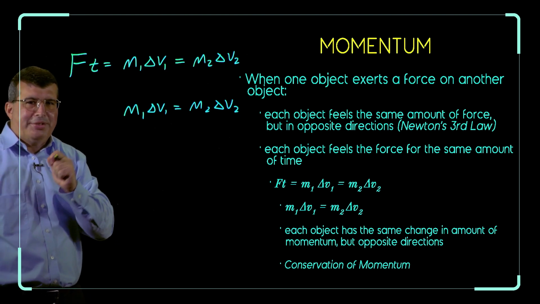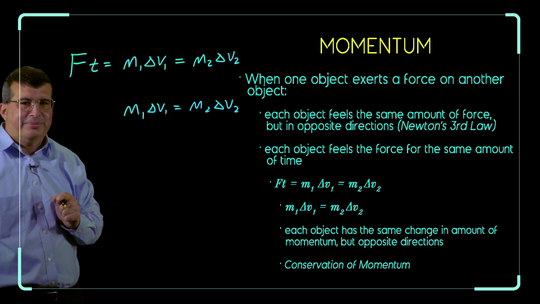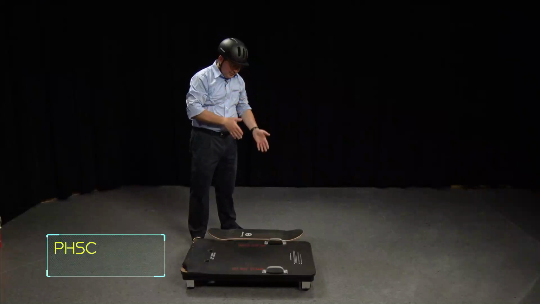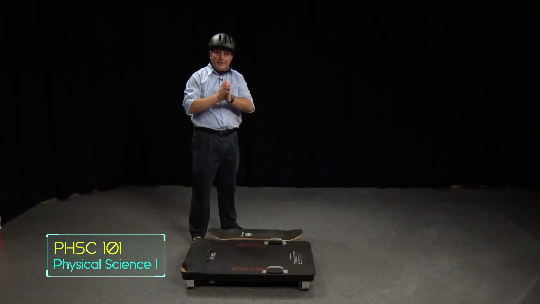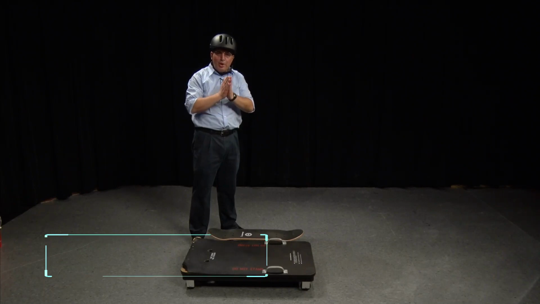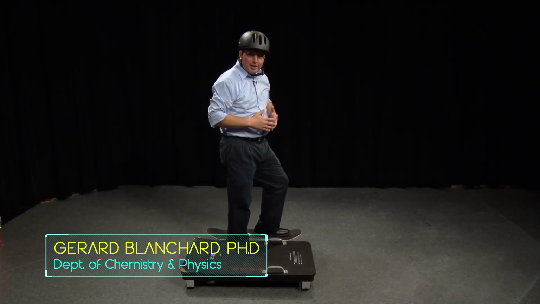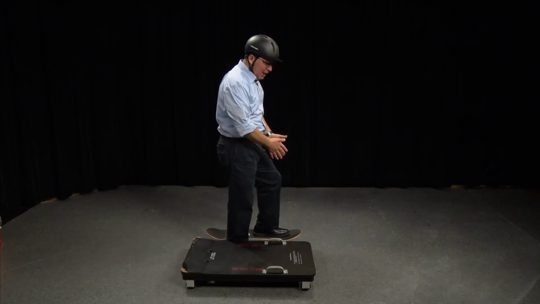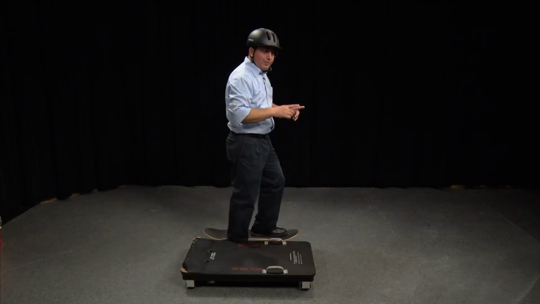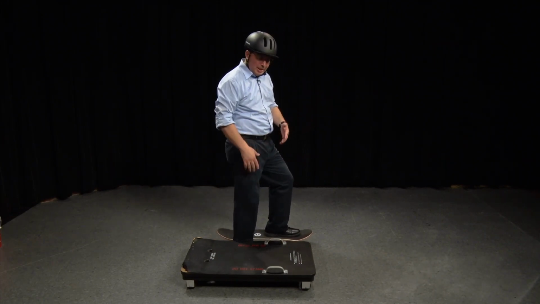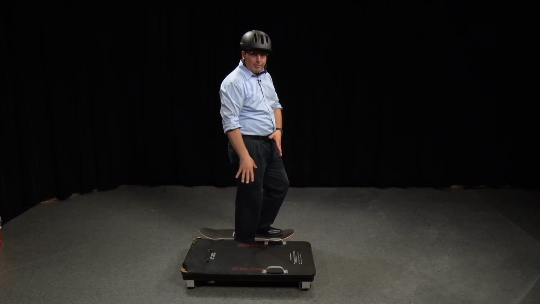Okay, let's get to that demonstration that I promised you. Here we are again with the skateboard and the platform, and this time we're going to talk about conservation of momentum. We're going to have two objects that are interacting. The two objects that are interacting are myself and the skateboard. That's one object, since when I stand on the skateboard I become a single object. The other object is the platform.